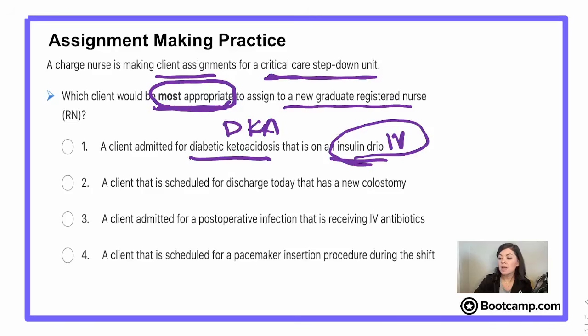The next one, a client scheduled for discharge today that has a new colostomy. So they sound really stable because they're going home today. Can anyone tell me why I would not want to assign this to the new grad nurse, especially if they're stable enough to go home?